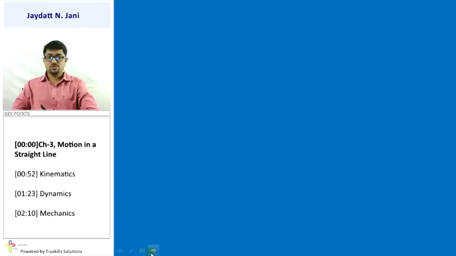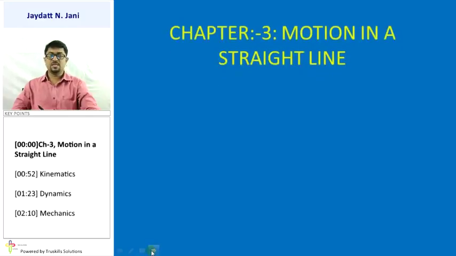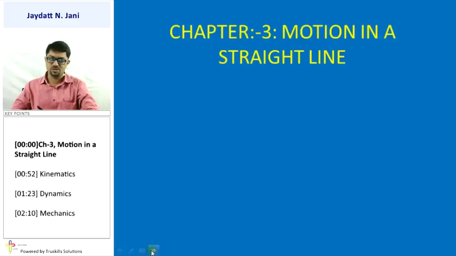So now, today we are going to start chapter number 3. The name of that chapter is Motion in a Straight Line. Suppose you think about any kind of motion. Suppose a car is moving on a straight road, that's motion in a straight line. If we think about any object whose position changes with respect to time, ultimately that's motion.